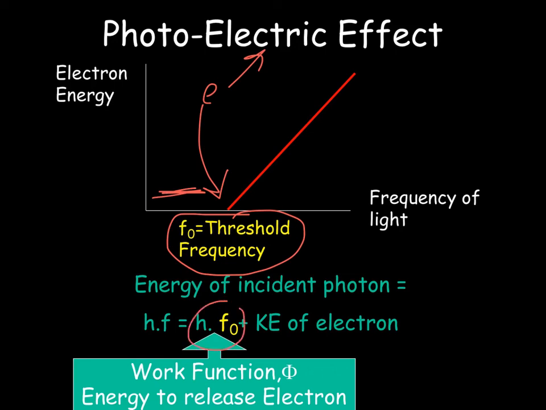And when you multiply that by Planck's constant to find the energy that this occurs at, that energy, the minimum energy to release an electron, is called the work function. So you have an electron coming in. This is the incident photon here, hf. You have the work function.